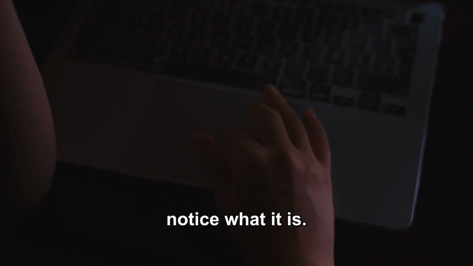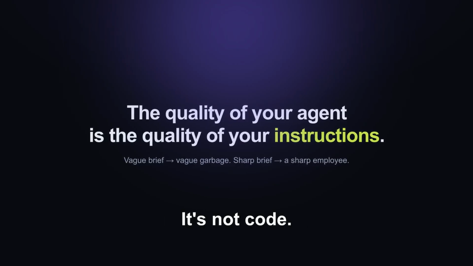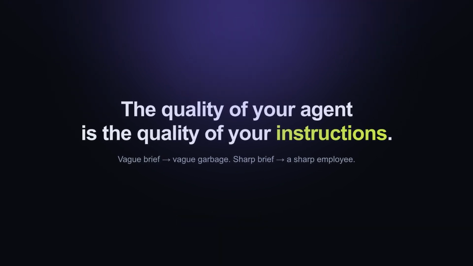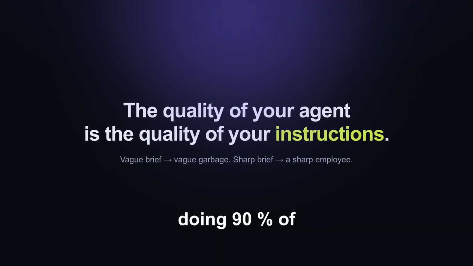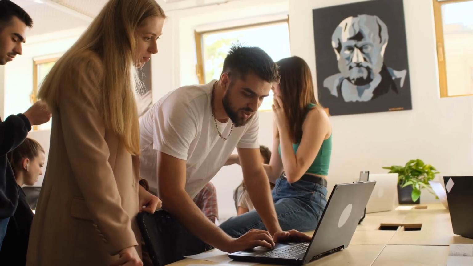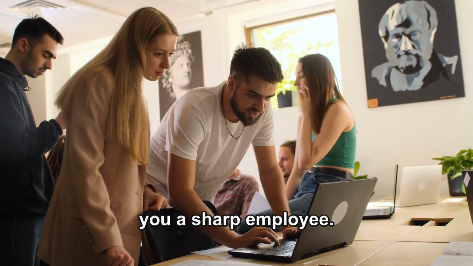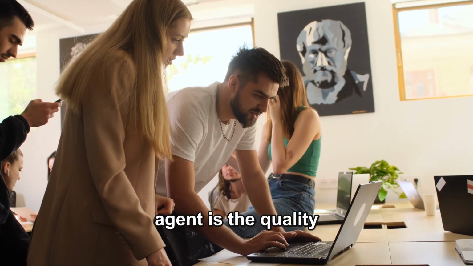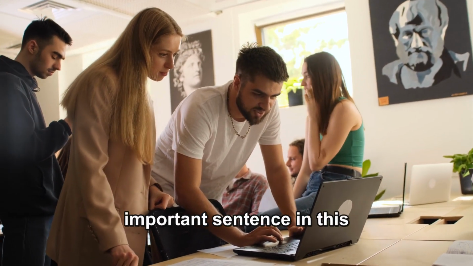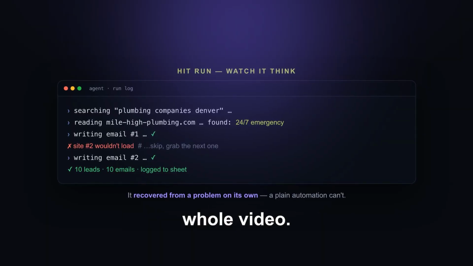Read that again, because notice what it is. It's not code. It's just clear thinking written down. That job description is doing 90% of the work. A vague brief gives you vague garbage. A sharp brief gives you a sharp employee. The quality of your agent is the quality of your instructions. That's the single most important sentence in this whole video.